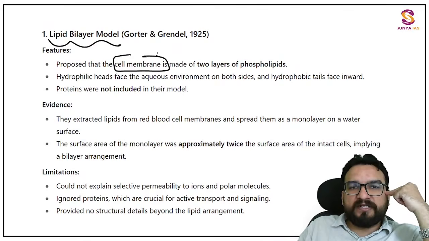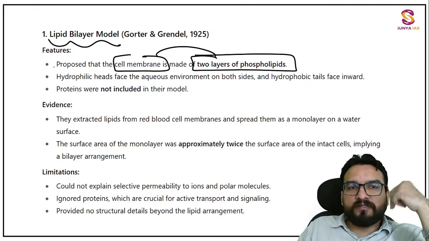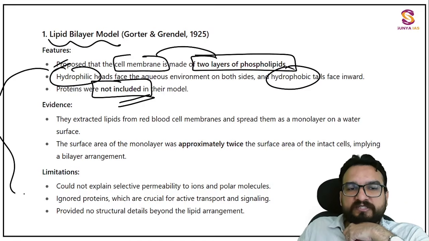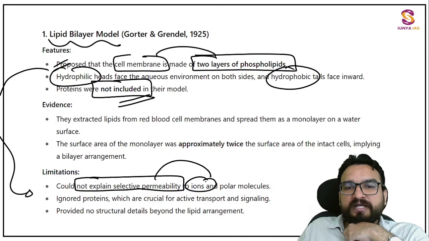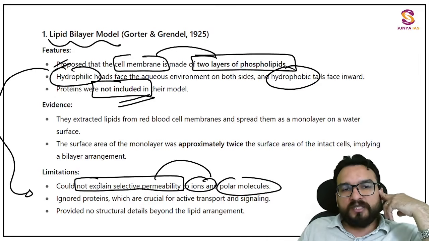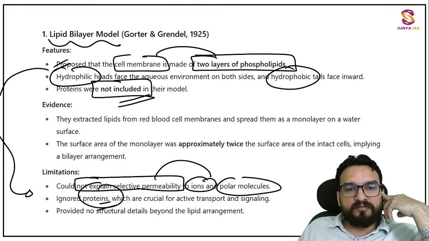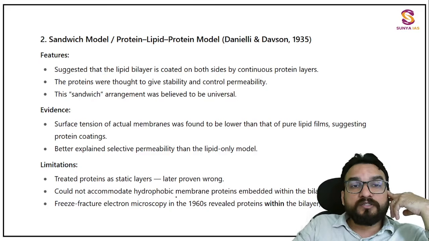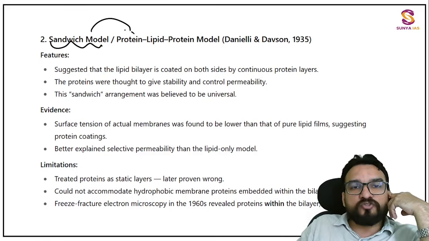It proposed that the cell membrane is made up of two layers of phospholipid, with hydrophilic heads and hydrophobic tails. Proteins are not included in the model. So that's why this is the limitation: it could not explain selective permeability to ions and polar molecules, ignored proteins completely, and provided no structural details beyond lipid arrangement. So that's why the sandwich model came, which is also known as the protein-lipid-protein layer.